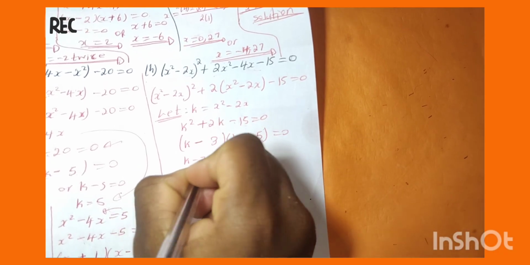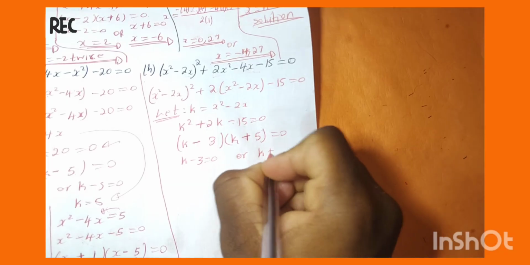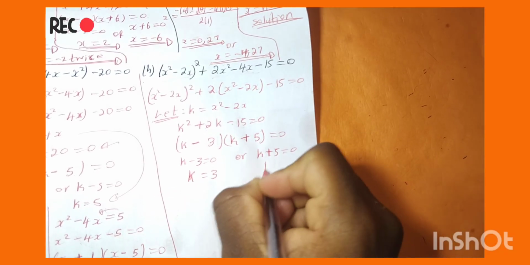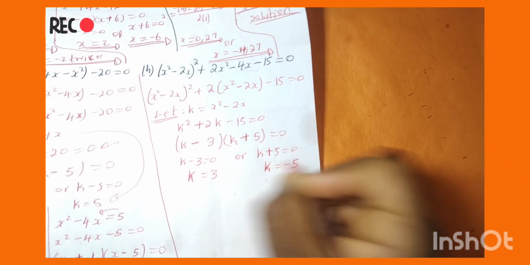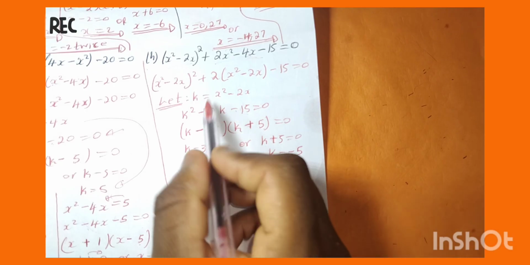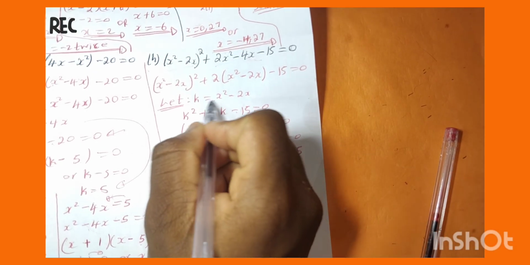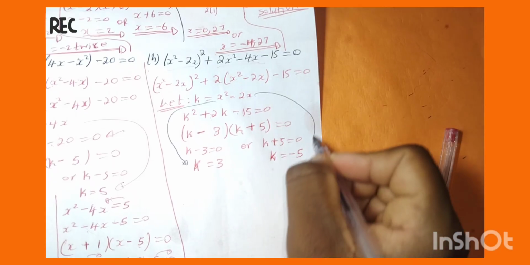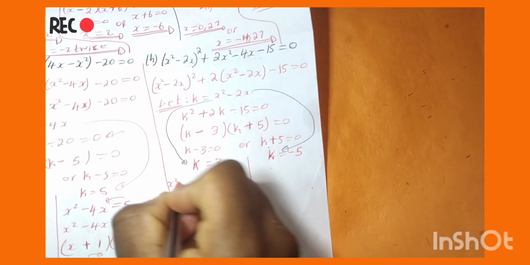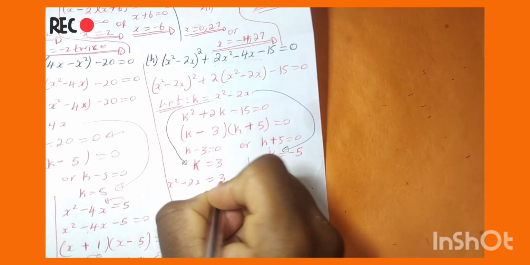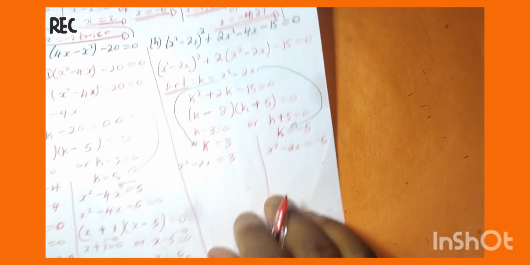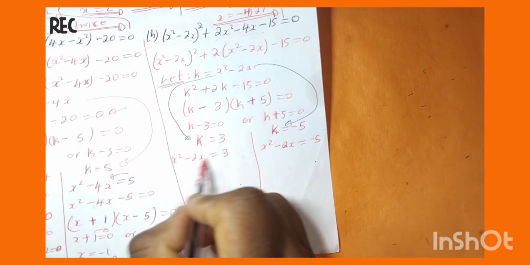Then you equate each bracket by 0, meaning this will become 3, this one will become minus 15. Do you see? Now I will bring back my x value: where there is k, I will substitute back that x, so this is what will happen. It will be x² minus 2x, which is equal to minus 5. So now let me just solve for x.